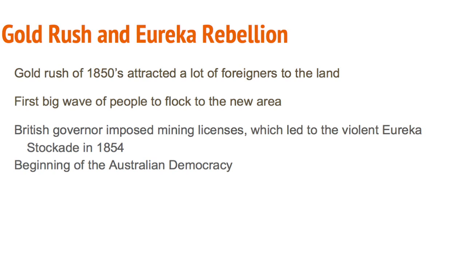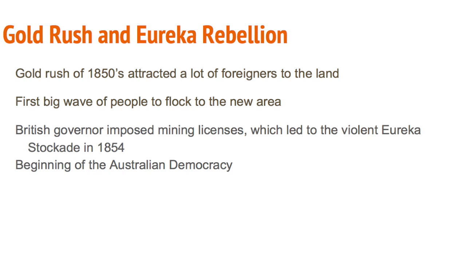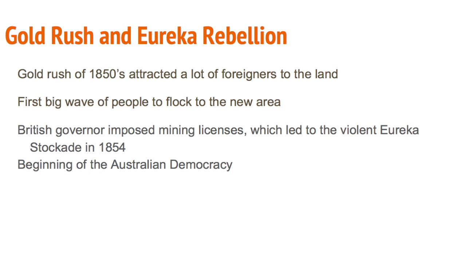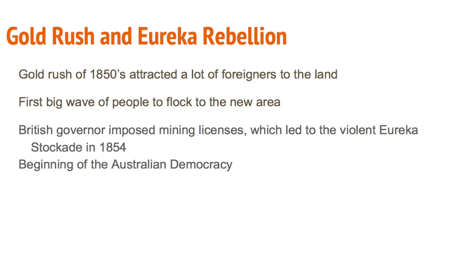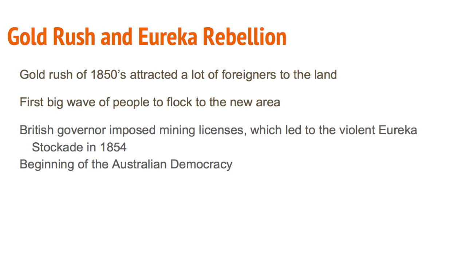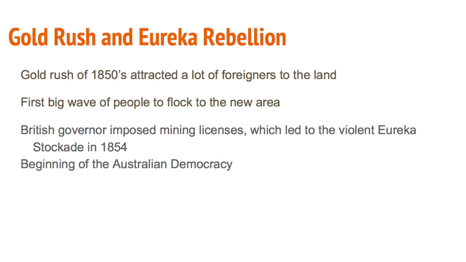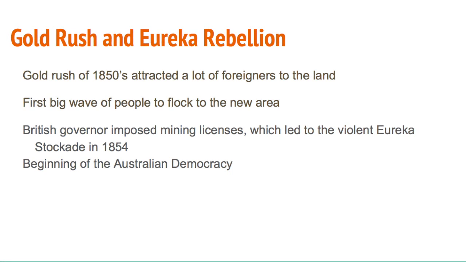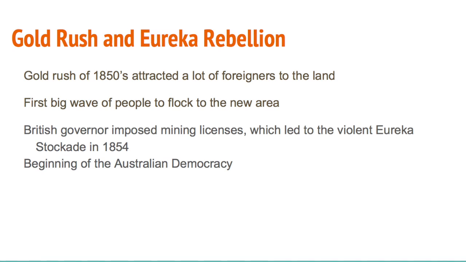Today, we'll see that people from more than 200 countries make up the Australian community, and more than 300 languages are spoken in Australian homes. So, the British governor, Victoria, imposed a mining license on goldfield workers. This led to a violent anti-authoritarian struggle in 1854, which is known as the Eureka Stockade.